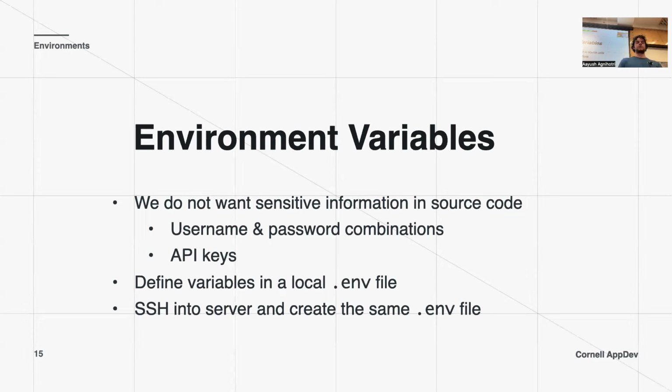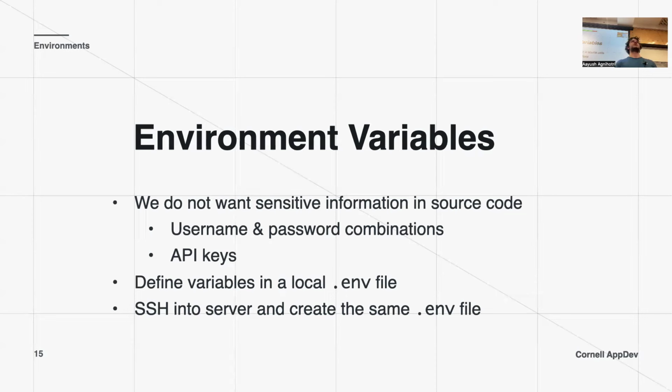And after defining them in the local .env file, usually if you're pushing code to GitHub, you have a .gitignore file. And if you specify .env within your gitignore file, your environmental variable file will not be shown on GitHub.